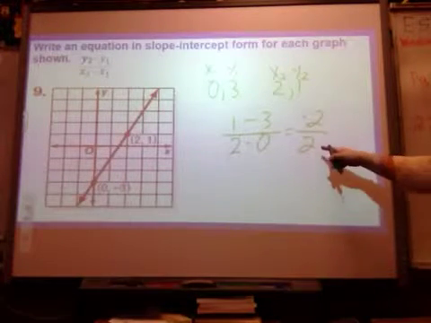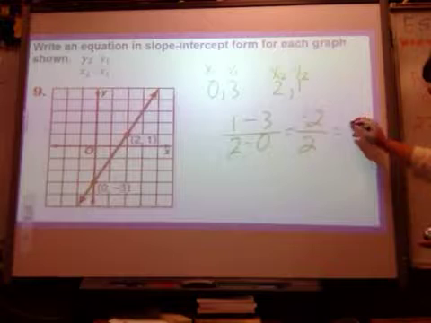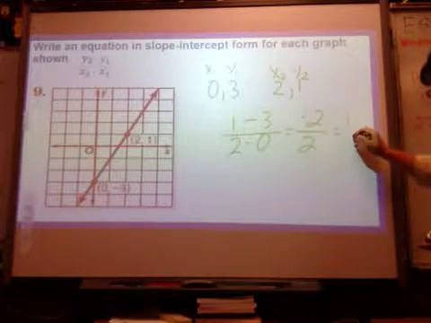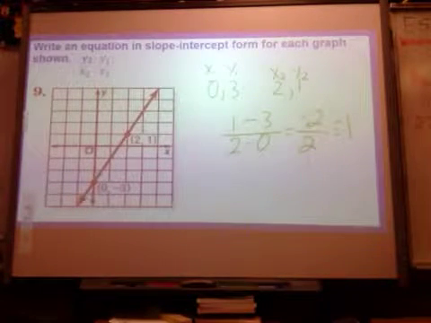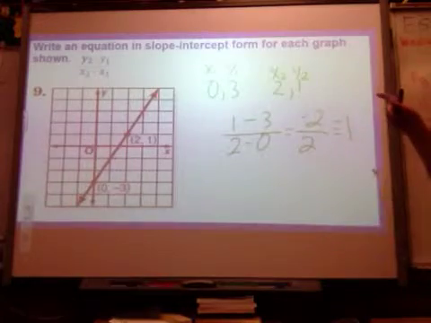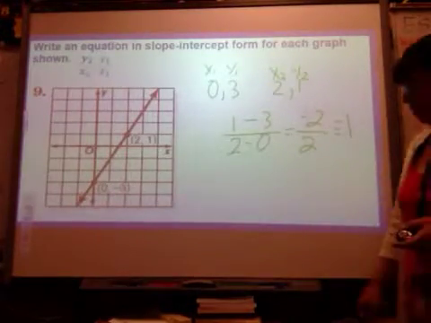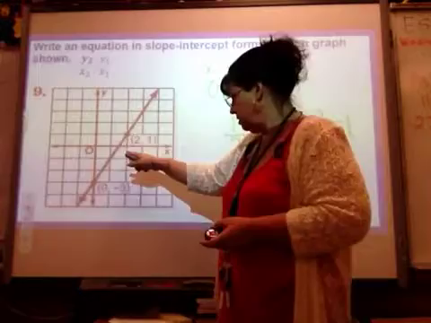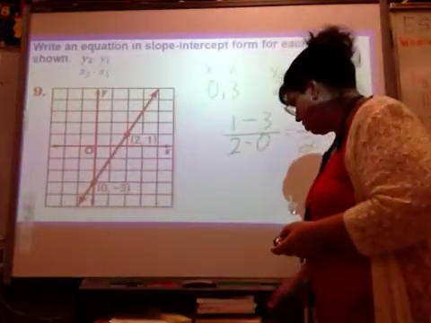Or, will 2 go into 2? Yes. It would equal -1 would be my slope. I would just go up 1 and over 1, up 1 and over 1. And would that be true? Yes. If you look at your slope, it would be true.